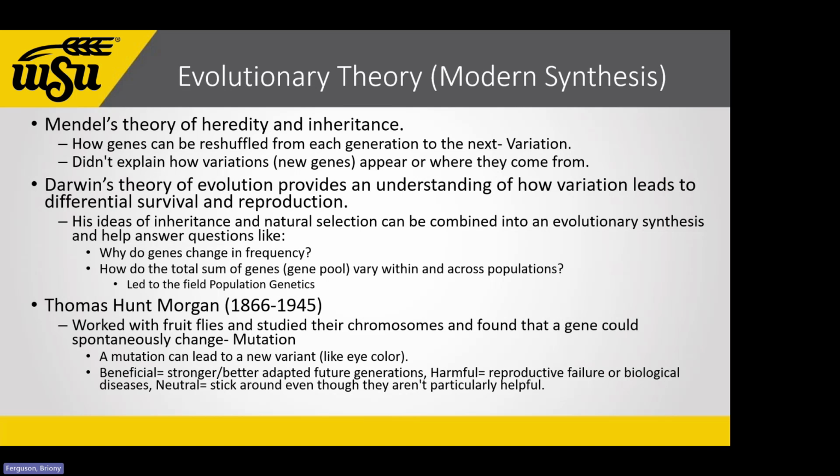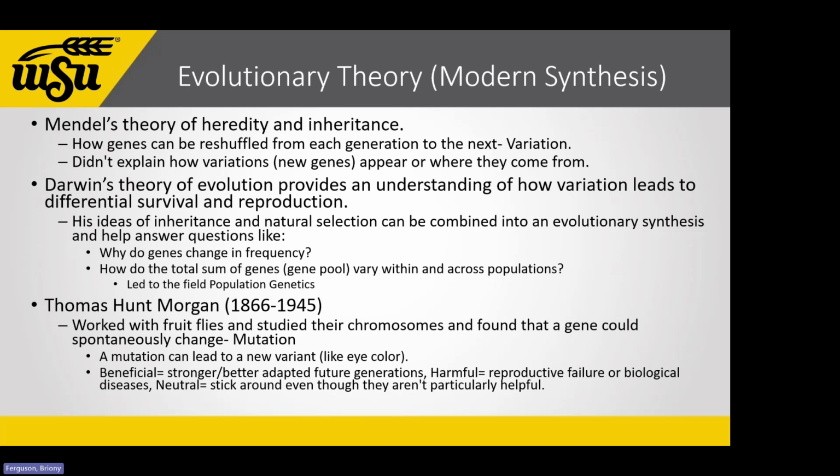It can also be things like, which we will talk about later in the semester, like sickle cell anemia, which, despite being a disease, can actually provide some protection against malaria. Mutations can also be harmful. These can cause reproductive failure or biological diseases or even death.